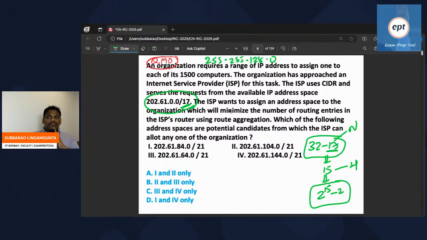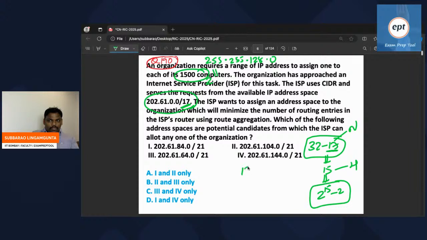Because you want 1500, you have to go for subnetting. 1500 means 2 power 10 is 1024, 2 power 11 is 2048. So it is approximately 2 power 11, 11 bits for host purpose. Out of these 15 bits, 11 bits are for computers. I think these many hosts you want.